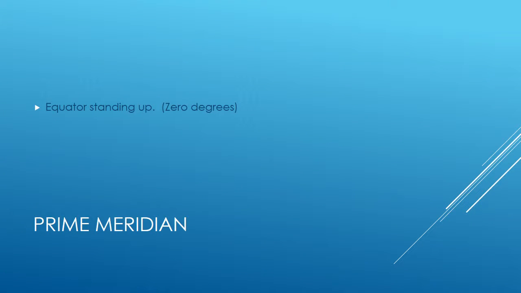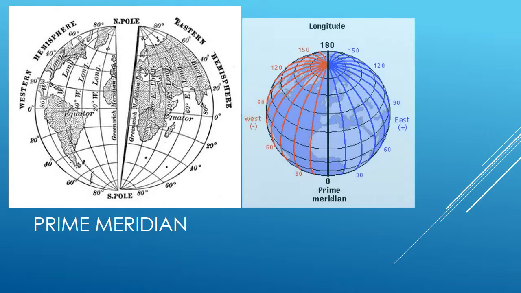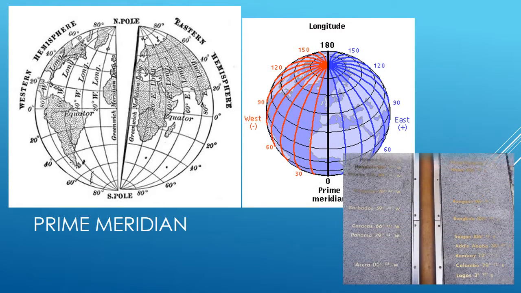Then there's a special line that is a longitude line, and it is the prime meridian, and it runs 0 degrees up and down, and it's the equator standing up. And it separates the eastern hemisphere from the western hemisphere, and then the picture in the lower right-hand corner is actually the prime meridian. That is taken in Greenwich, England, outside of London. Miss Sasick has been there a long time ago. You can go there and stand in the middle.